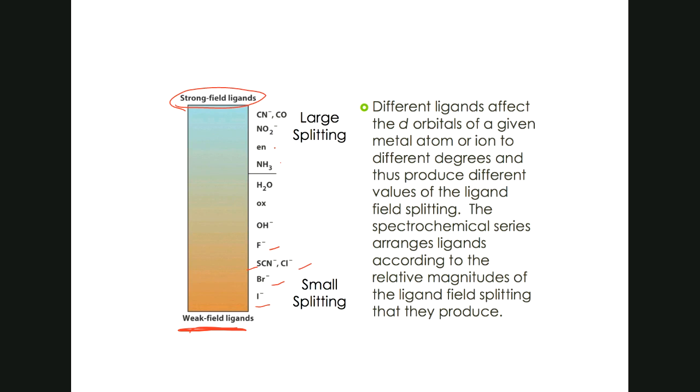All right. I don't expect you guys to memorize the spectrochemical series, but I do expect you guys to get a sense of it, where halides are weak field ligands, water and oxalates tend to be weak field ligands, and then anything with a nitrogen or a carbon binding directly to the metal center tends to be a strong field ligand, right? And those are going to cause a large split.